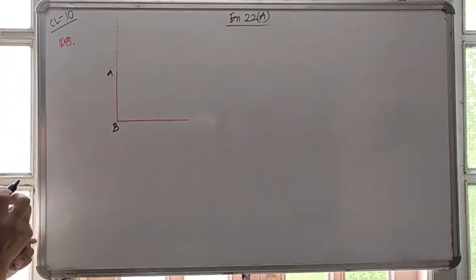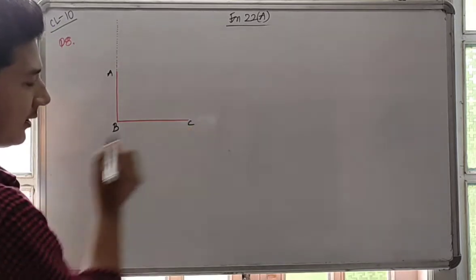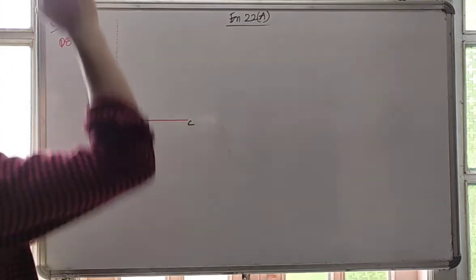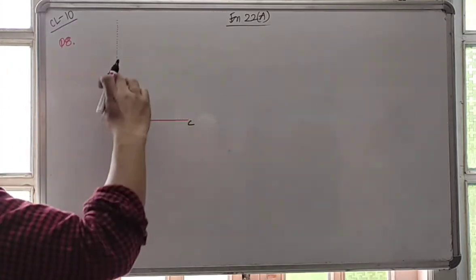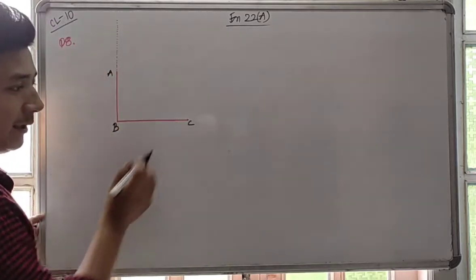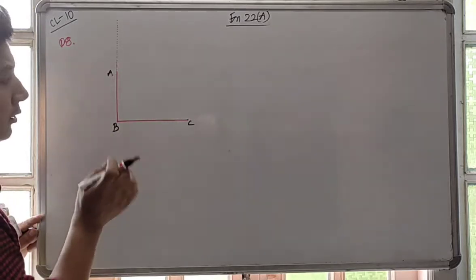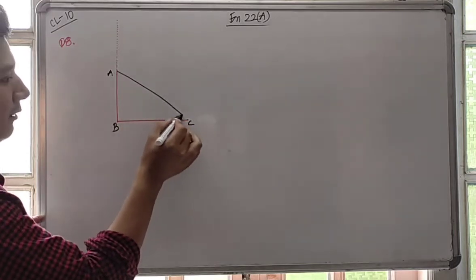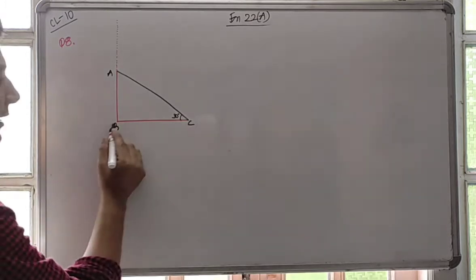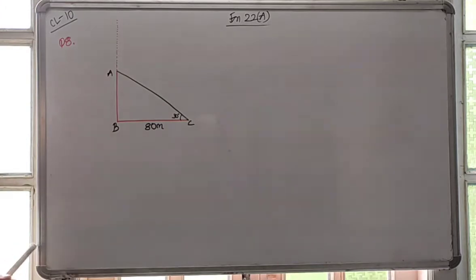AB is your unfinished tower, and there's a man at this point C who is looking at the top of this unfinished tower. The construction of the tower is going on, and it will be built higher. So a man is standing here looking at the top of this unfinished tower, and he noticed that the angle of elevation is 30 degrees. He is at a distance of 80 meters from the foot of the tower.